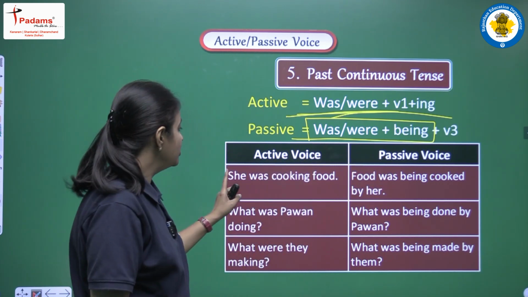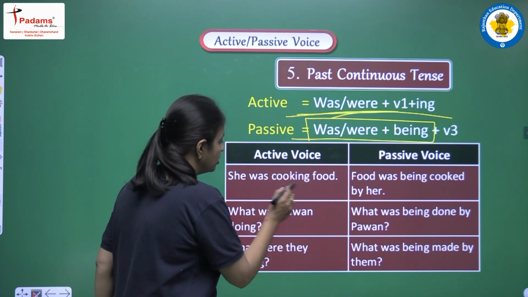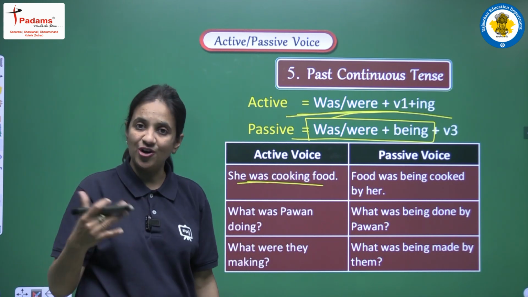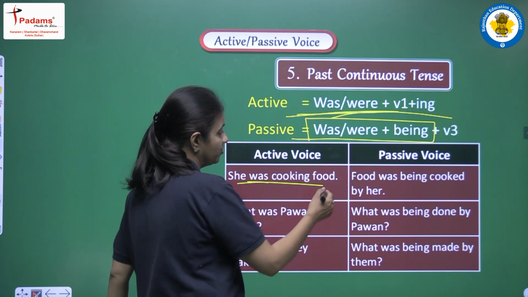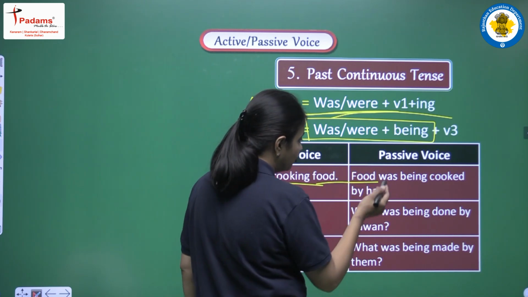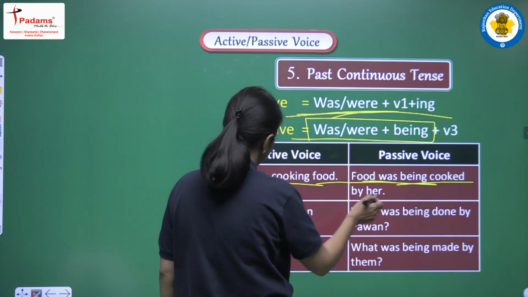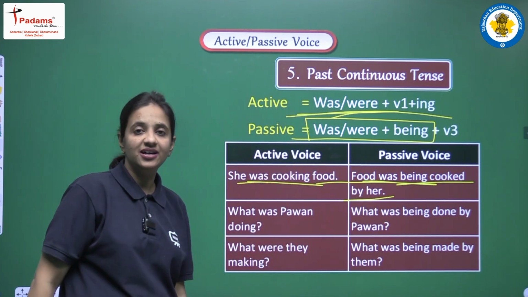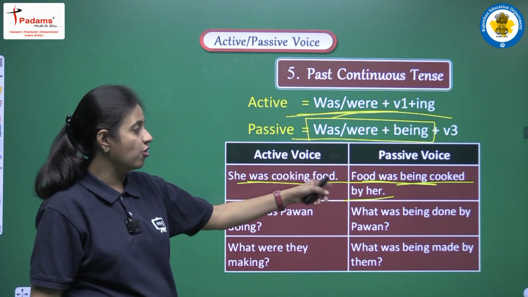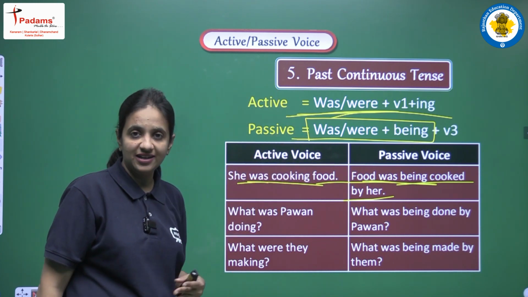So let's see, she was cooking food. Was, first form plus ing, past continuous tense. Food is our object, it will be here, and food is a singular thing, so we will use was being. Third form cooked, she will be by her. So answer will be food was being cooked by her.